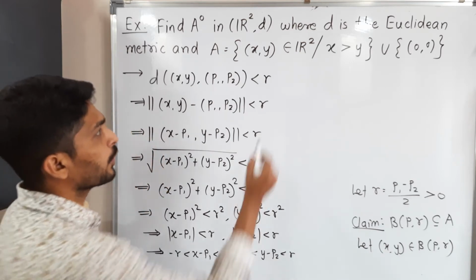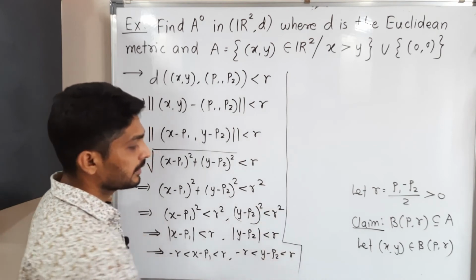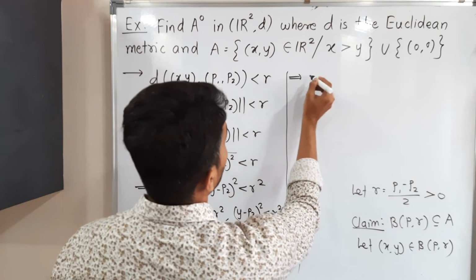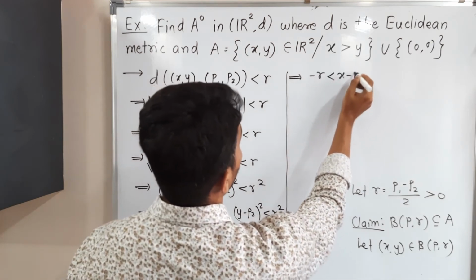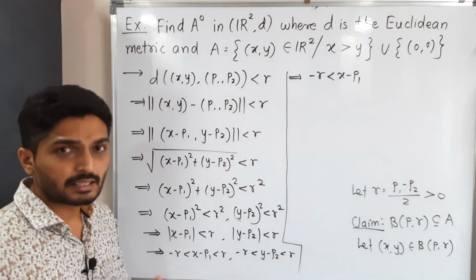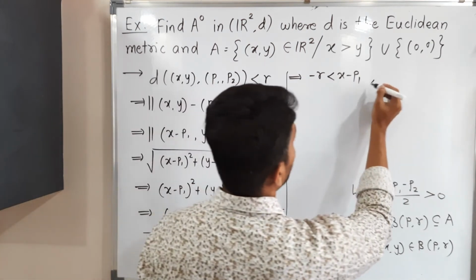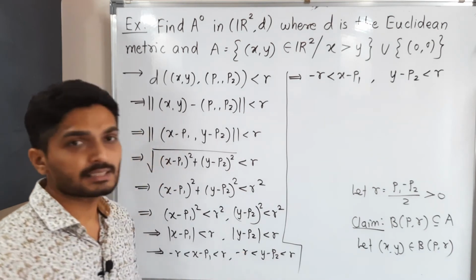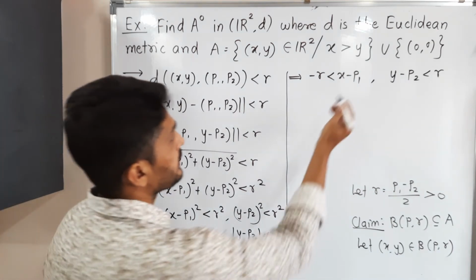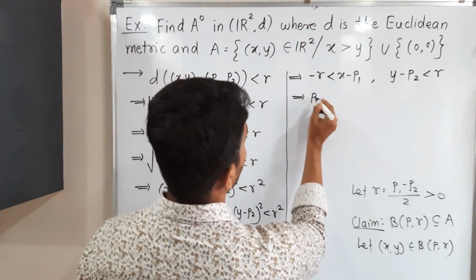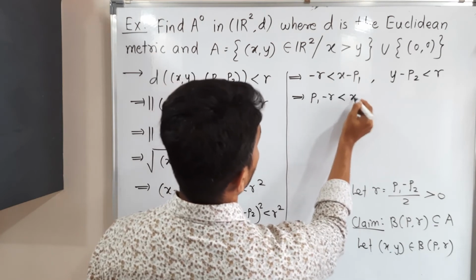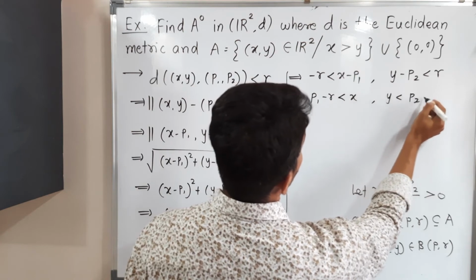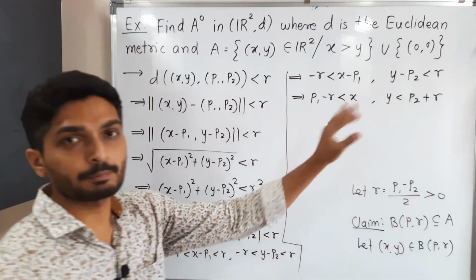See, everything is not required here. Let us remove the unnecessary part. So I will consider only minus R less than x minus P1. See, less than R is not required here. And for y minus P2 less than R, this minus R is not required here. So let us shift P1 to this side: P1 minus R less than x, and y less than P2 plus R. Okay, I have shifted P2 to that side.